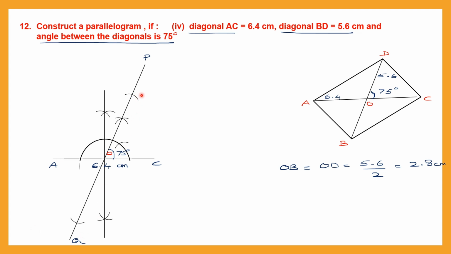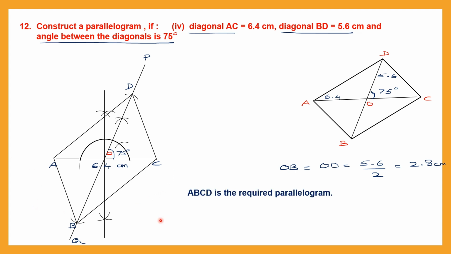Now this point is D. So let's name this point of intersection D, and down the point of intersection will be B. So now we have A, B, C and D. All we have to do is join the sides. Join A to B, B to C, C to D and D to A. So let's do that. So we have A to B. Then we have B joining C, C joining D and D joining A. So now we have our parallelogram. So ABCD is the required parallelogram.